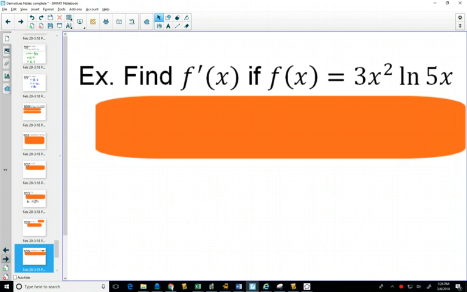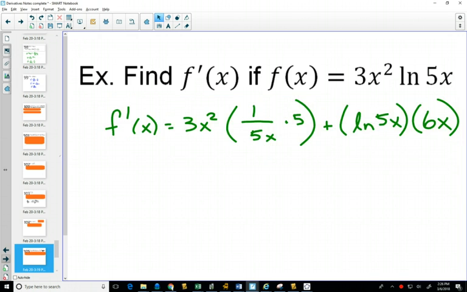Here goes. Keep one the same, derivative of the second one. The second one, it's going to be 1 over, keep the inside function the same. I rolled 3 instead of 5. And then multiply. That's literally what I meant.